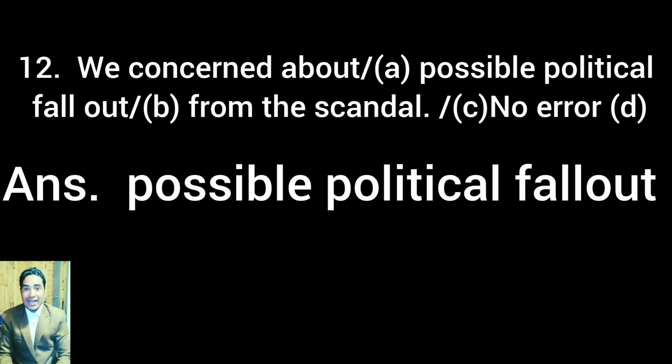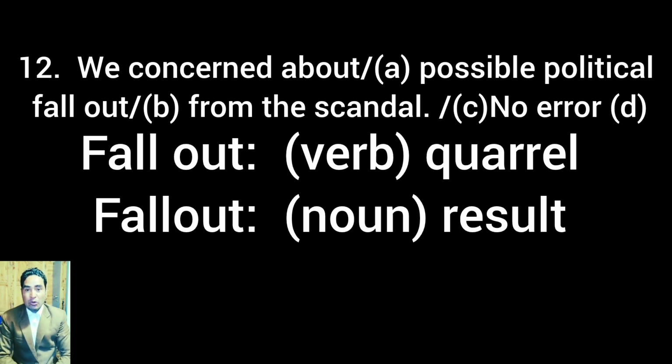Guys, point to be noted, there are two words: fallout without space and fallout with space. When we write fall out with space, that is a verb, which means quarrel. When we write fallout without space, together, it's a noun. It means result. So here we need a noun, possible political fallout, not a verb. I hope you have understood.